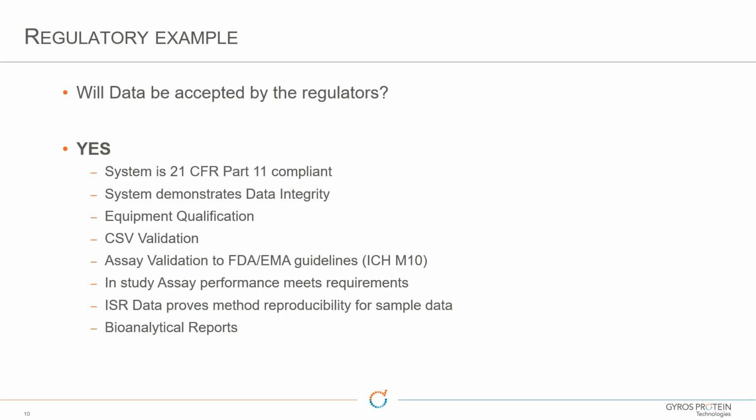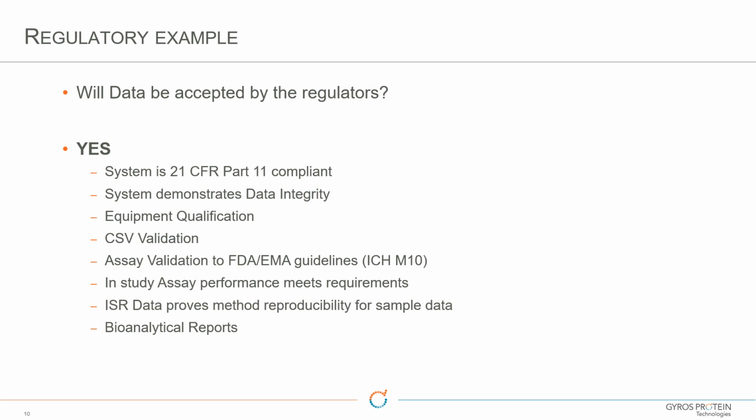One important question we always get from our customers is, will data be accepted by the regulators? It is very important that data does meet quality requirements. So the system that the data is generated on should be 21 CFR Part 11 compliant. You should ensure that the system has data integrity. So that's, in other words, that data cannot be altered or deleted. It's important that you do equipment qualification and you perform a computer systems validation.